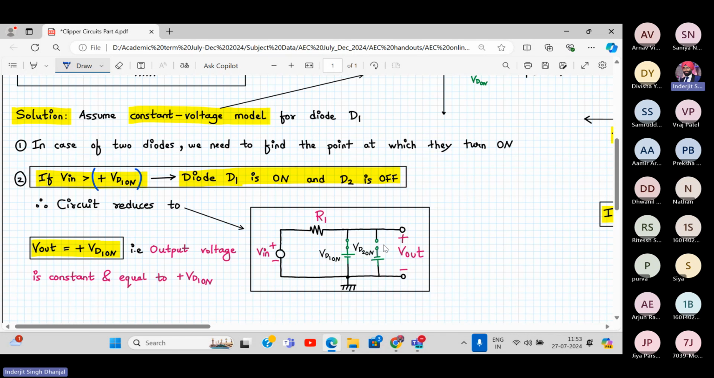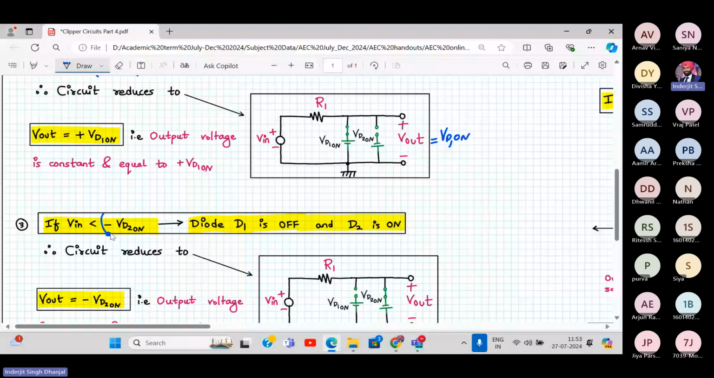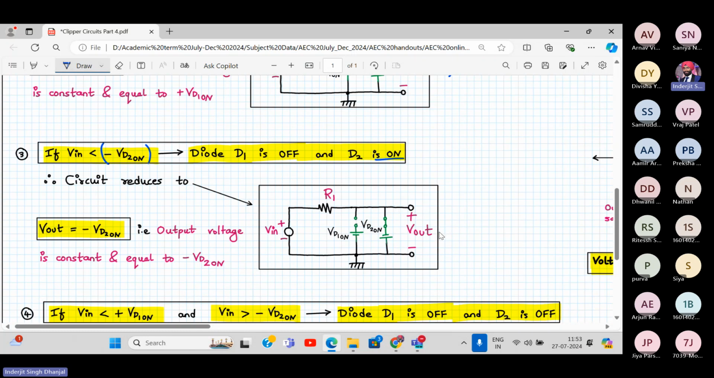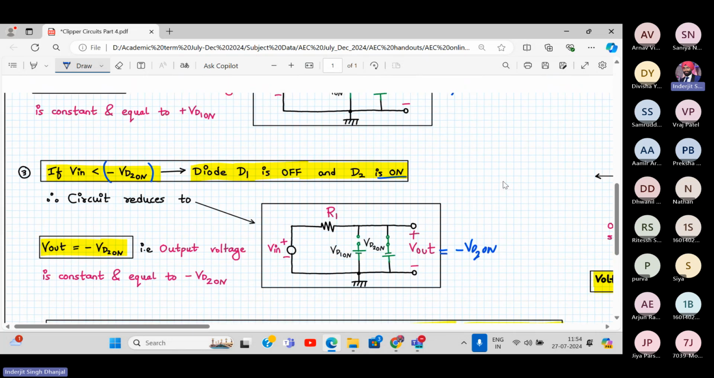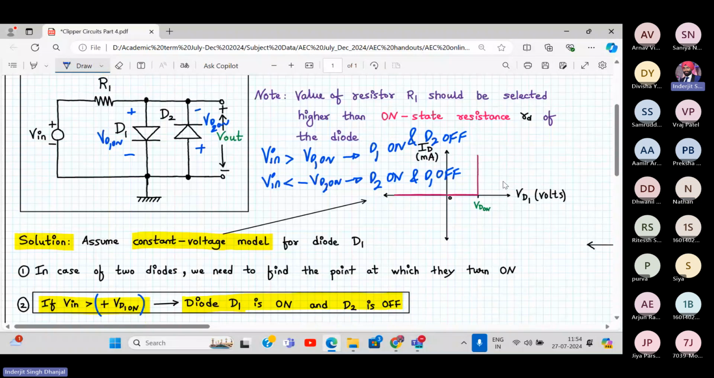When Vin is greater than VD1 on, D1 is on and D2 is off, which means open circuit. So what will my output voltage be? Output voltage will be VD1 on in this case, constant and equal to VD1 on. Now, whenever input is less than minus VD2 on, my diode D2 is on and D1 is off. In this case, my output voltage will be equal to minus VD2 on. This much you have understood? Yes, sir. Okay.